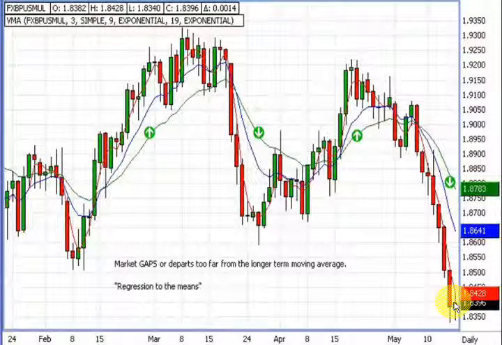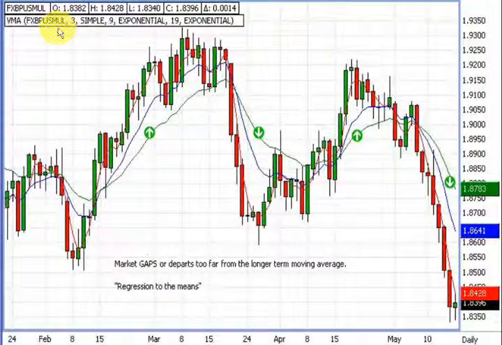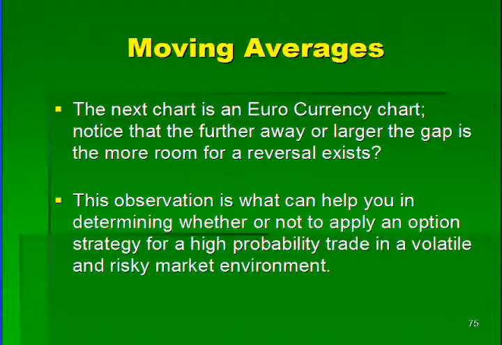Guess what? I use the 3-9 simple exponential moving average just as a tool to help identify those gaps. It also applies to the 3-period and 1-period pivot point averages. Now, the next chart is euro currency. Notice that the further away or the larger the gap is, the more room for a reversal.